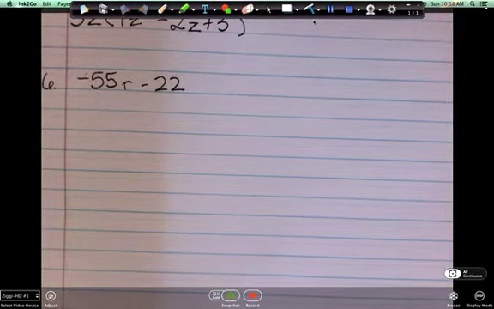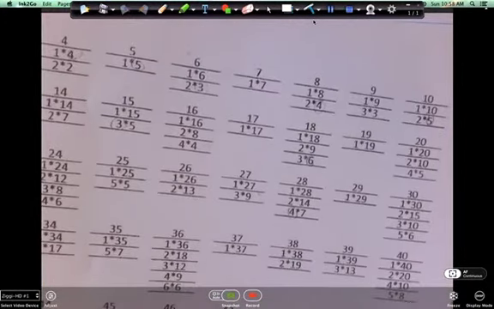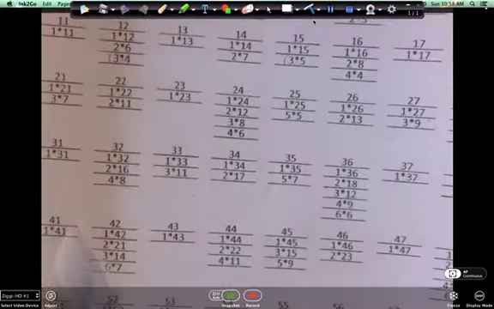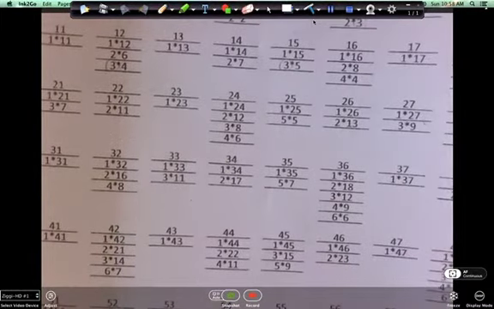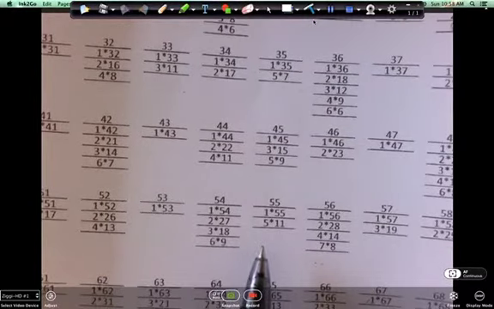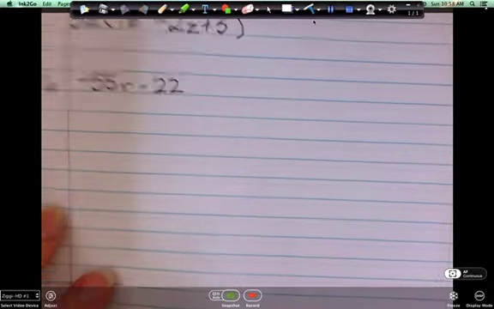Number 6 is negative 55r minus 22. Again, I look at my greatest common factor or my factor sheet, and I find out that when I look at 22, it has factors of 1 and 22, 2 and 11, and then 55 is going to have the factors of 1 and 55 and 5 and 11. So 11 is my greatest common factor between 22 and 55.